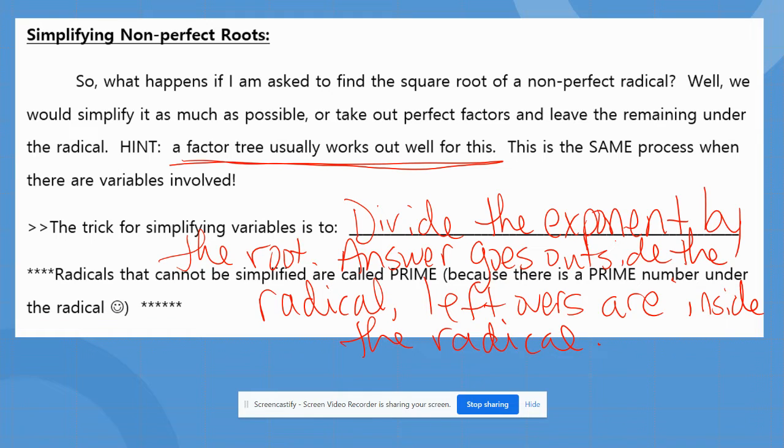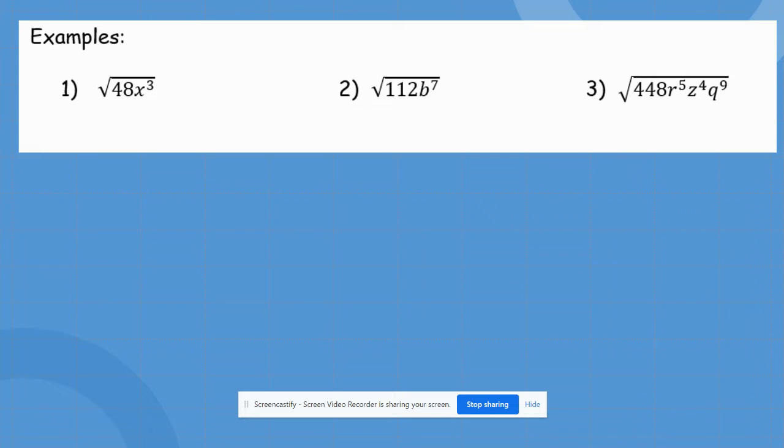We still have radicals that might not be able to be simplified, and again, they're called prime because they have prime values underneath. So let's start with our first example. 48 is not a perfect square, and this is a second root, so we're looking for pairs.